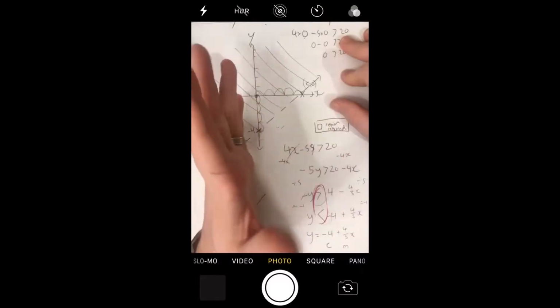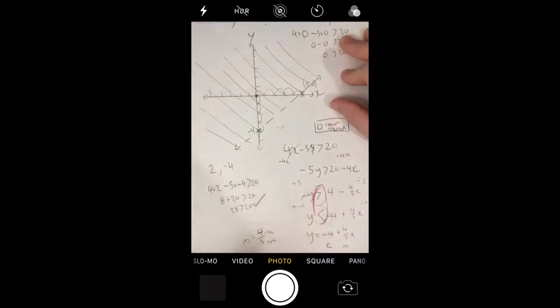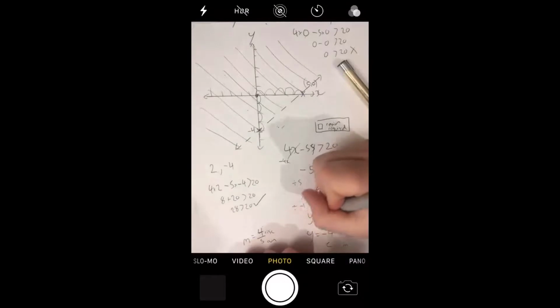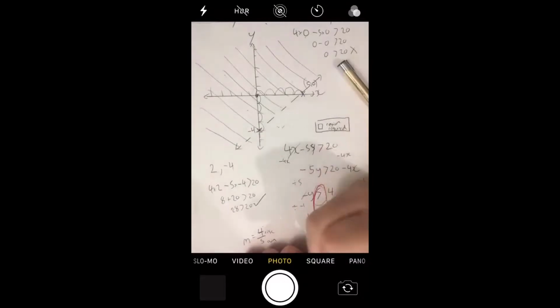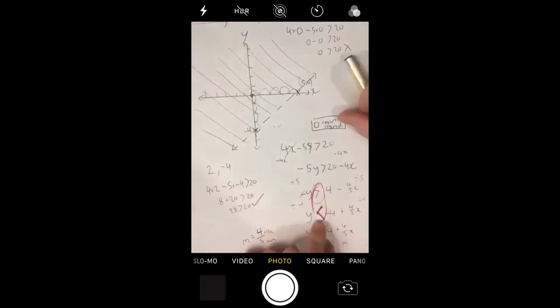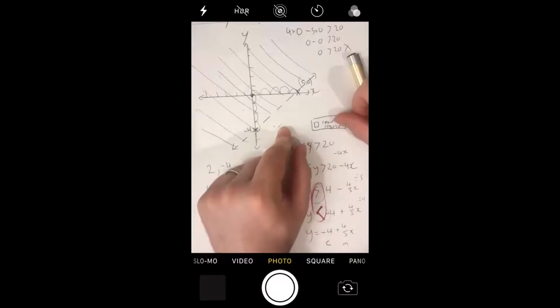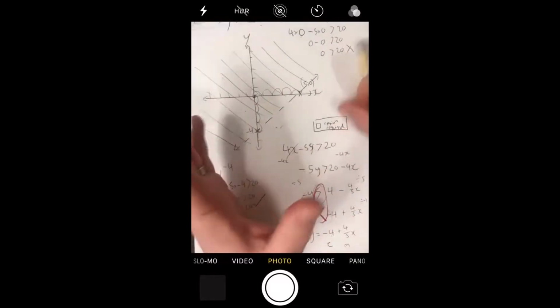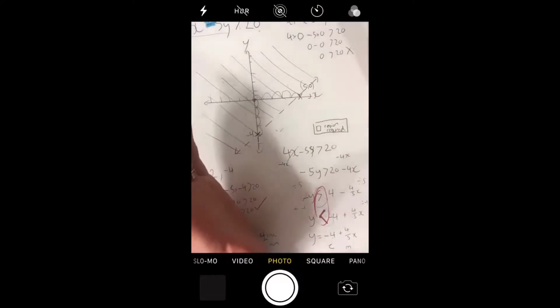The other way you could do it is to say, see down here how it says y is less than -4? What you can do is say, therefore the region that we care about is less than y, so it's underneath the line. But that can get a bit confusing, so I don't recommend doing that, but it does work.